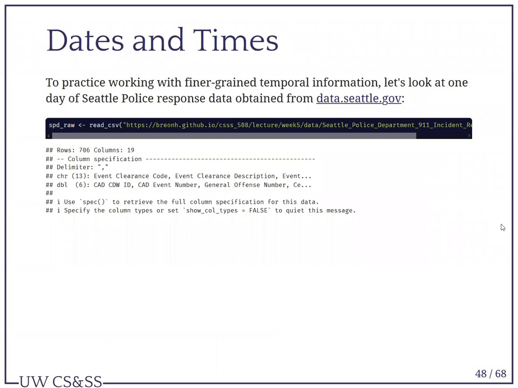So to practice working with finer grained temporal information, let's look at one day of Seattle police response data obtained from the data repository that Seattle maintains. So this data is a little bit older now, so I'm not sure if this link will lead you to the same place, but the CSV I'm using here is just housed on my GitHub. Question?